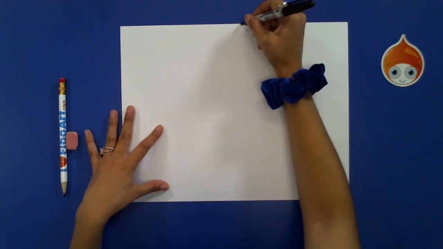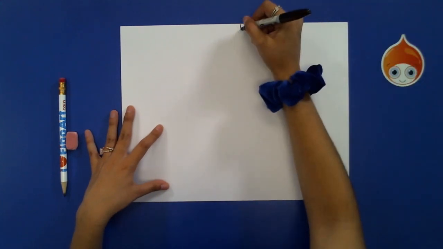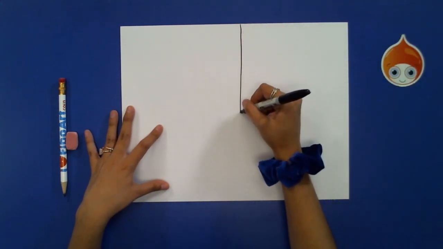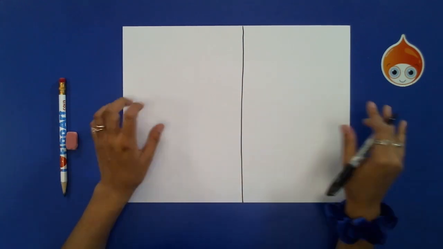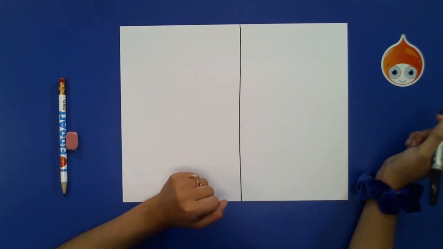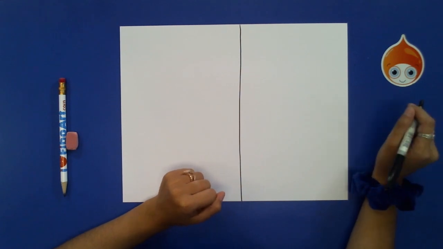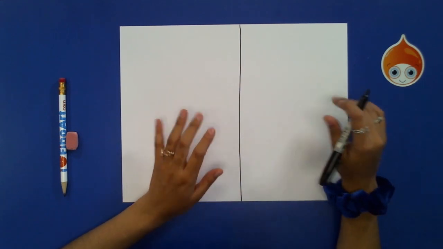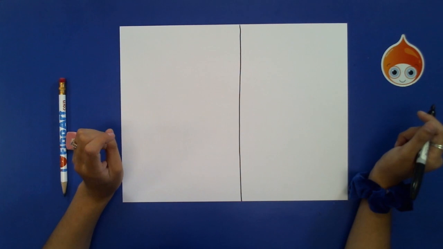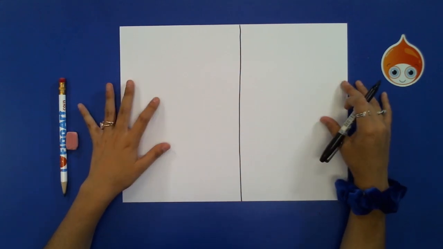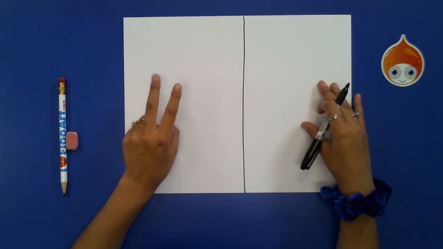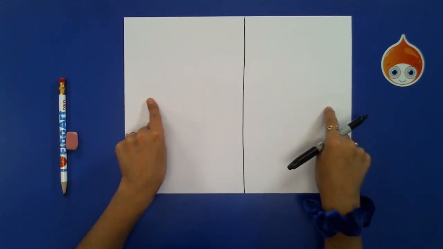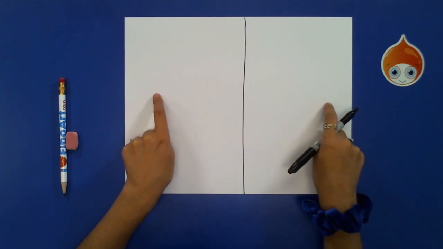So I'm going to find the middle of my paper, and I'm just going to do the very best I can. If you'd like to use a ruler or a straight edge, you may, but I'm just going to do the best I can to split it down the middle and get two different even sections. And once I have those two sections, next what I'm going to do is draw two of the same subjects, one on the left and one on the right.